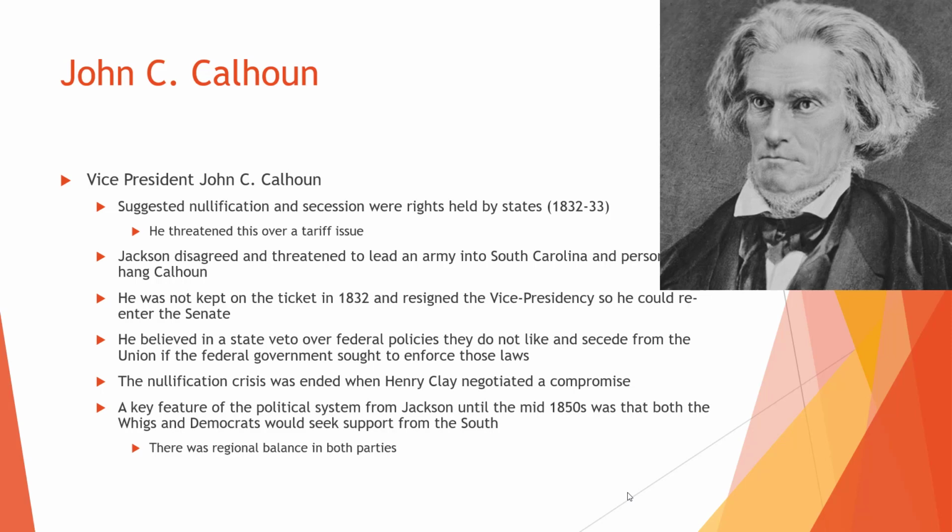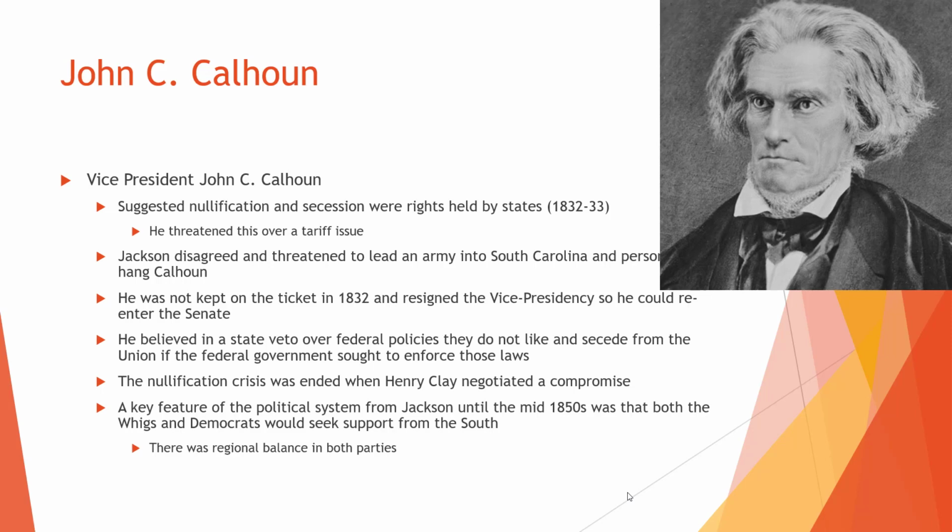So President Andrew Jackson, who was a slave owner himself, disagreed and threatened to lead an army into South Carolina and personally hang Calhoun from the closest tree that he could find in either Columbia or Charleston. So he was not kept on the ticket, as you could guess, for re-election in 1832. Martin Van Buren replaced him. And he resigned the vice presidency so he could re-enter the Senate. He believed that states had a veto over federal policies they didn't like and could secede from the Union if the federal government sought to enforce the laws. So this was known as the Nullification Crisis.